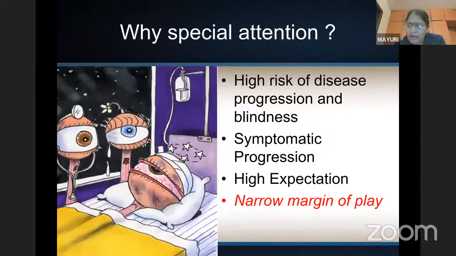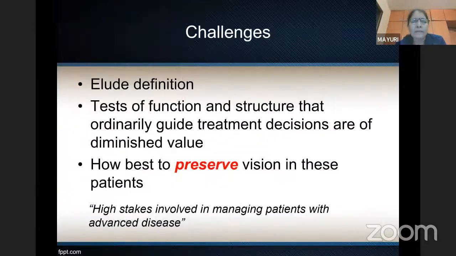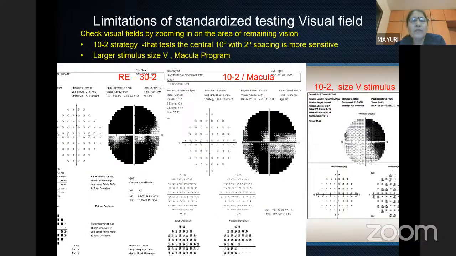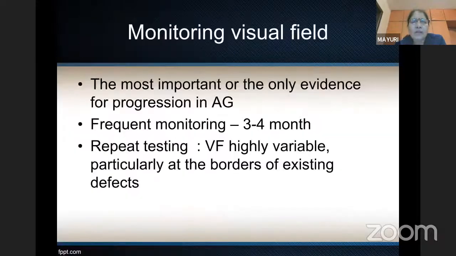These are the patients who are at a high risk of progression and there is a very low margin of play. But the aim here is how best we can improve the vision in these patients. It is also difficult to monitor these patients as the imaging fails because of the poor floor effect, and the visual fields cannot be used as a routine field, but you can use the 10-degree program or the macula program. And if vision is too poor, then you can use the large size stimulus. And they need frequent monitoring. Visual field should be repeated every 3 to 4 months, and it can have a high variability also.